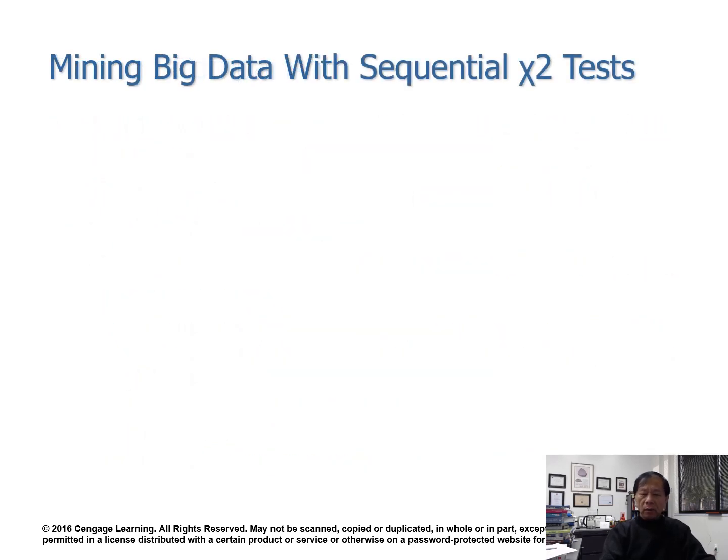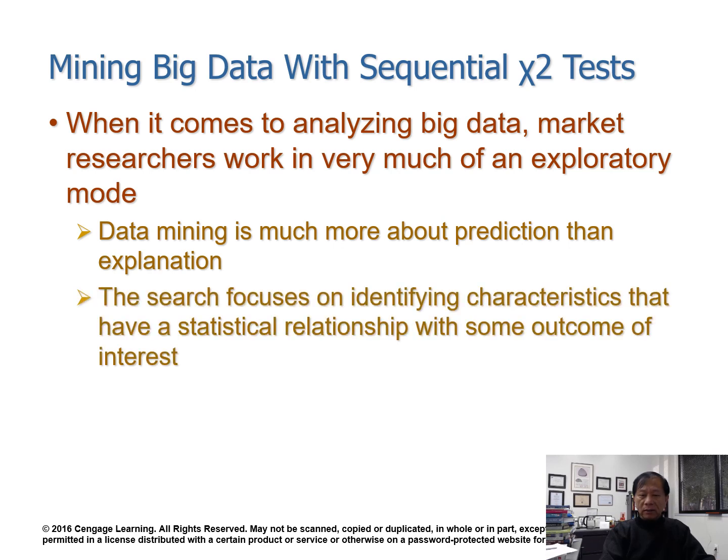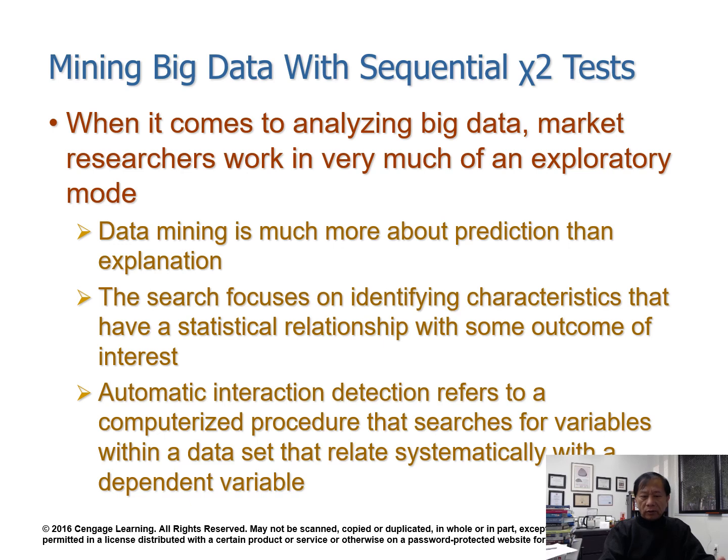Versus post hoc examination, data mining big data with sequential chi-square tests. When it comes to analyzing big data, marketing researchers work very much in an exploratory mode. Okay? Data mining is much more about prediction than explanation, as I said. Right? They care more about prediction: what might happen based on the trend, based on the past data. They don't care too much about why it happens. As long as they can predict sales, predict future purchases, they're fine with that. Okay. They use automatic interaction detection, computers to search for variables within the data set that relate systematically to the dependent variables. Okay.